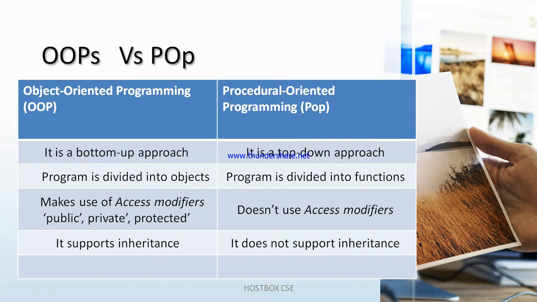Then OOPS versus procedural oriented programming. The difference is that OOPS is a bottom up approach, whereas POP is a top down approach. In OOPS the program is divided into objects, whereas in POP the program is divided into functions. OOPS makes use of access modifiers like public, private and protected, but POP does not use access modifiers. Also OOPS supports inheritance, but POP does not support inheritance.